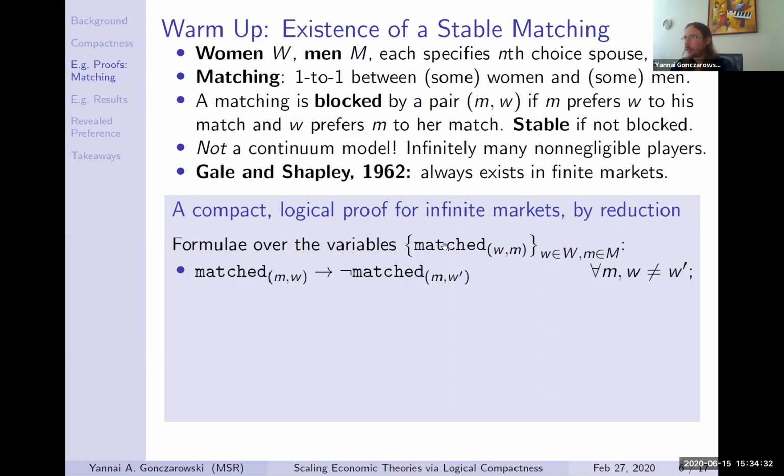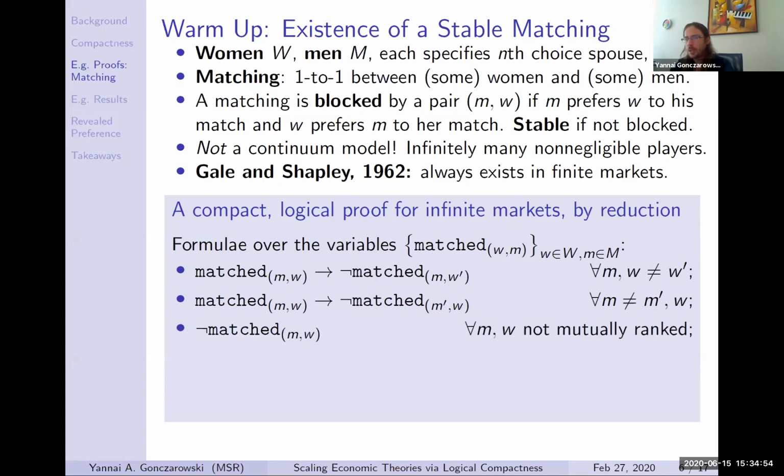So let's start adding formulas into our set of formulas. If M is matched with W, we don't want M to be matched with any other W prime. Let's add this for every M, W and W prime. If M is matched with W, no other M prime should be matched with W. Let's add this for every M prime and W. If M and W are not mutually ranked by each other, let's add not matched(M, W) to make sure they don't get matched. Okay, so basically the first two bullets here define a one-to-one matching. The third bullet makes sure it's individually rational.